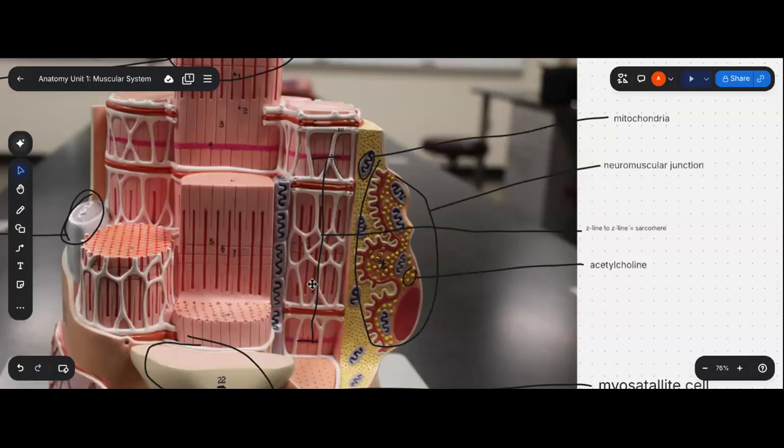I am going to make a video on the sliding filament theory, because I know it can be very complex. If you have any questions on it, you should go watch that video and just comment down below if you have any remaining questions afterwards.